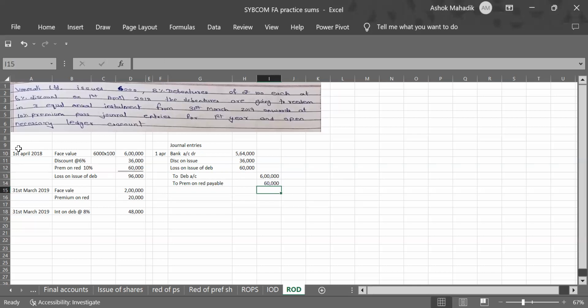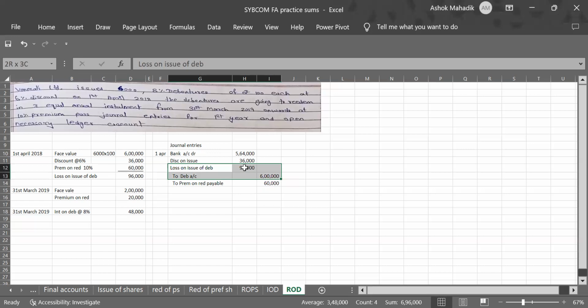Okay, but what I suggested is, instead of writing two items on the debit side and later needing four entries to write these two off, we can just use the name loss on issue of debentures. Only one name. Instead of using discount 36 and loss on issue 60, we can just use loss on issue of debentures 96. That will be convenient for you. We need not have the discount on issue as a separate entry.